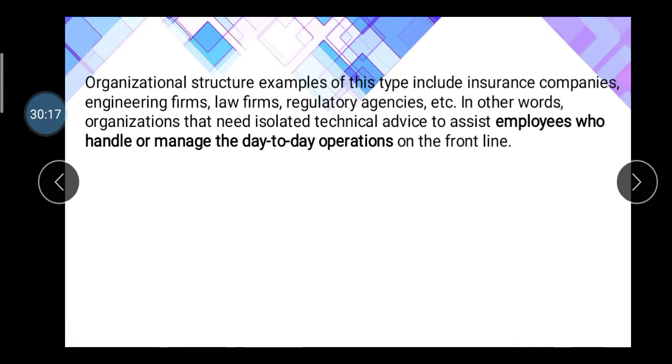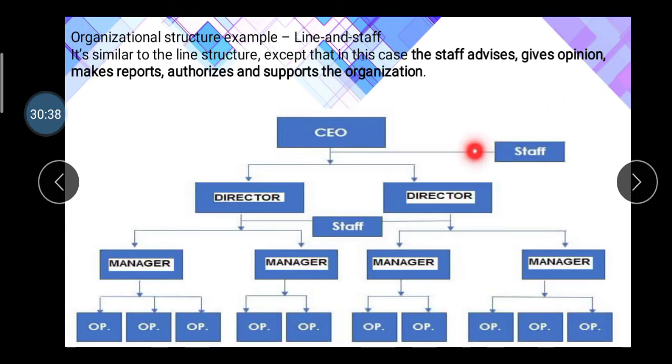Examples of this type of organizational structure include insurance companies, engineering firms, law firms, regulatory agencies, etc. In other words, it is an organization that needs isolated technical advice to assist the employees who handle or manage day-to-day operations on the front line. Here the staff's role is to give advice. If the organization faces any problem, they give advice, suggestions and expert knowledge so that decisions can be taken easily.